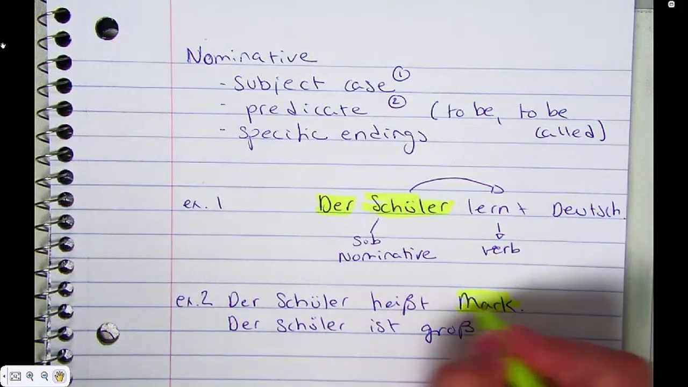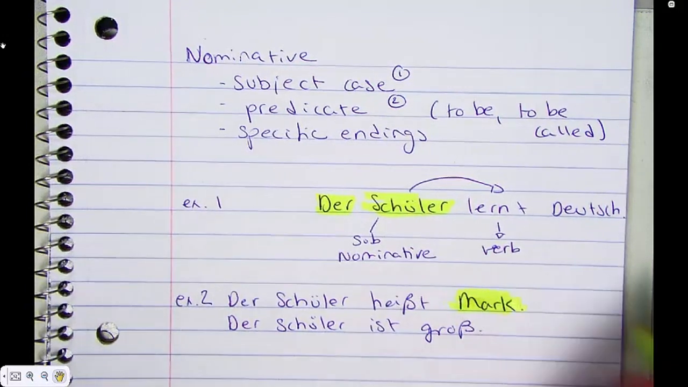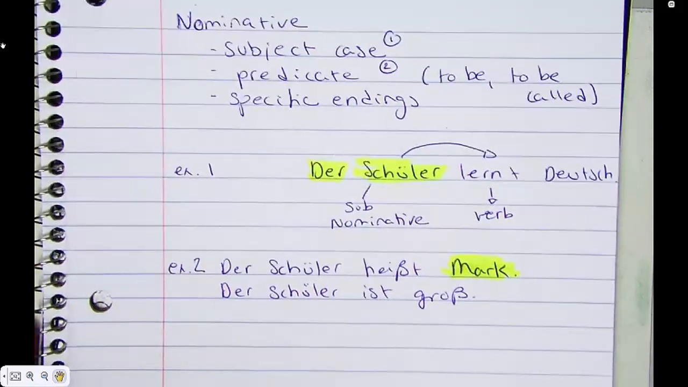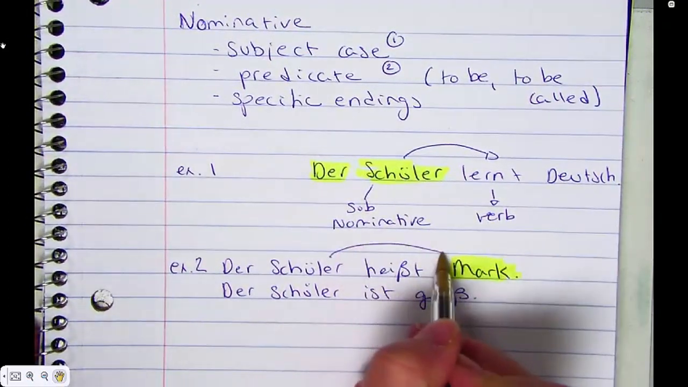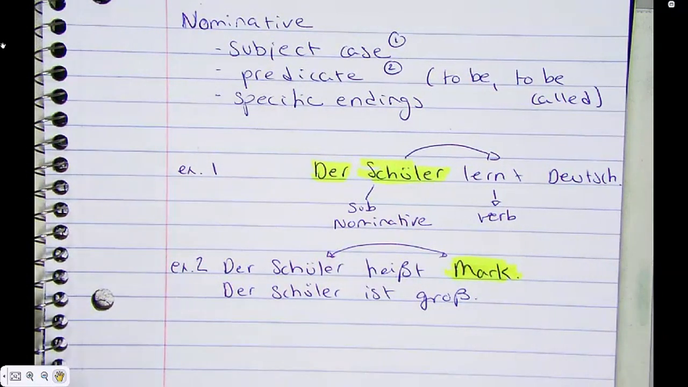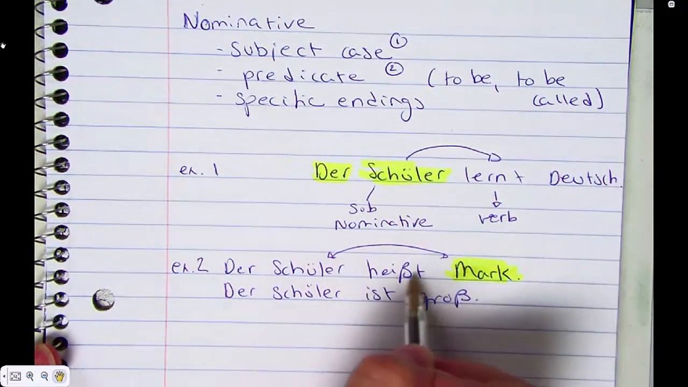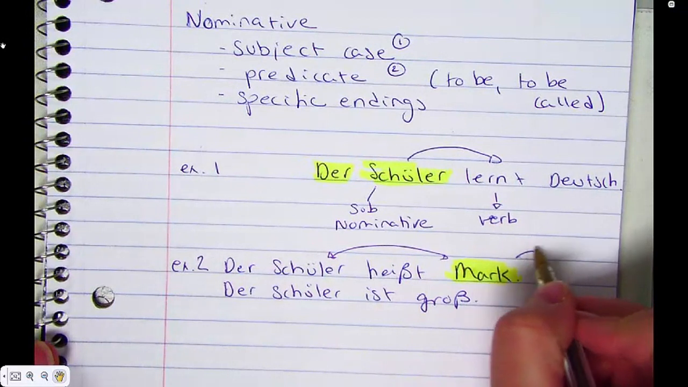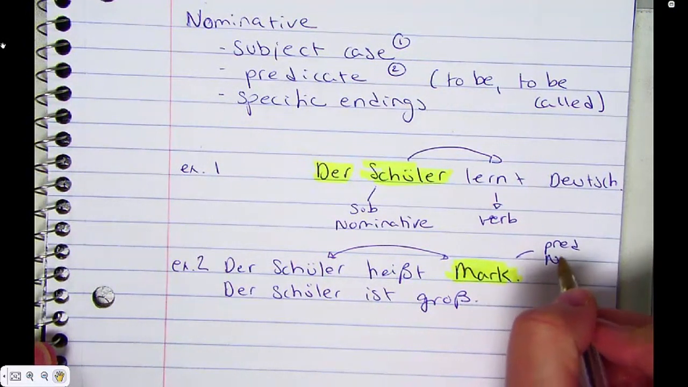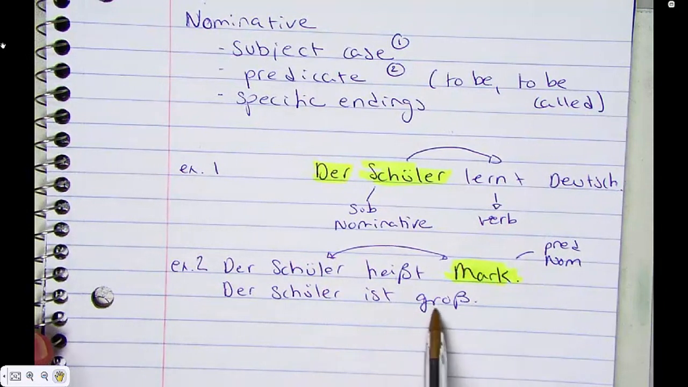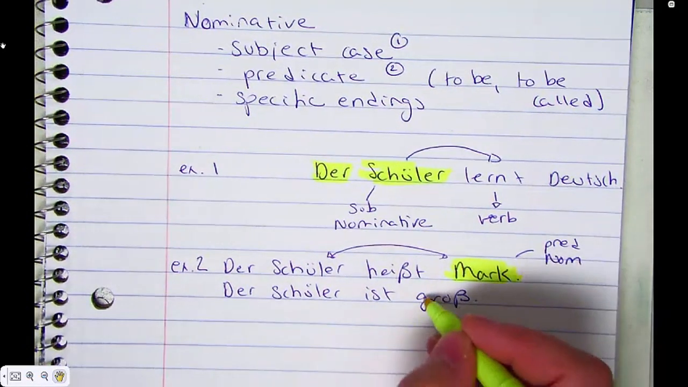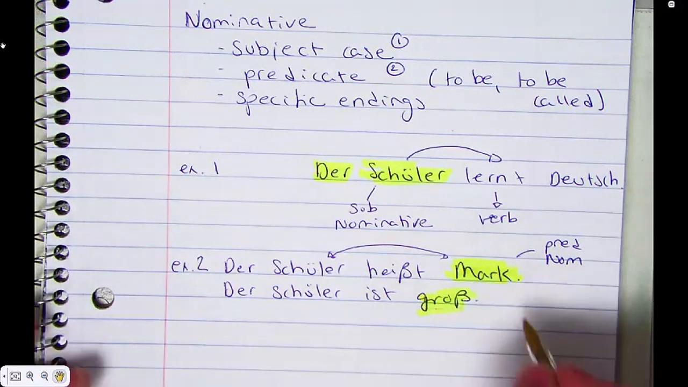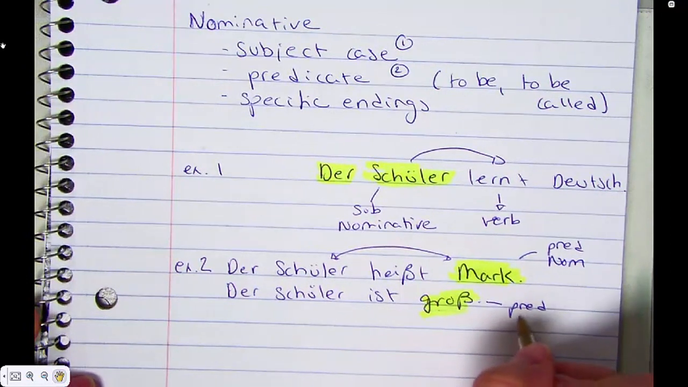Now, Marc is a predicate noun, proper noun here. Specifically, you can call this a subject completion, if that makes it any easier. So these two things are the same person. It completes the subject. In English, we just do this with the verb to be. Here we have heißen, which is the to be called. We do the same thing. So Marc is also in nominative case. The same is true if you have an adjective. So der Schüler ist groß. Marc ist groß. This is also predicate adjective, and thus it is also a nominative case.